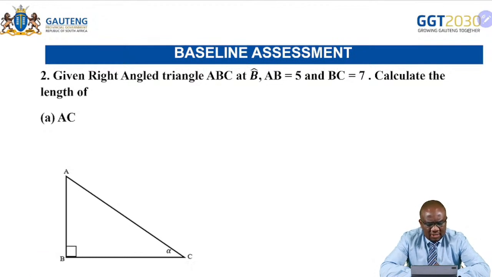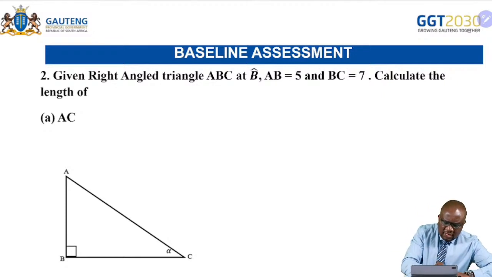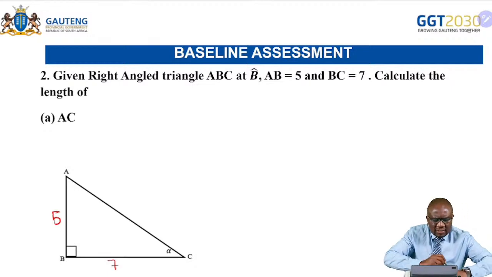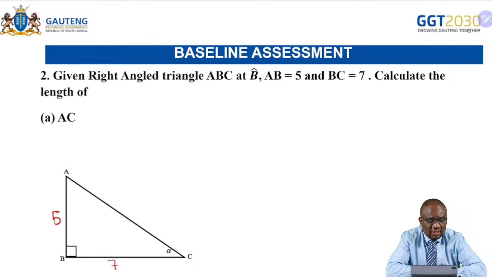Given the right angle triangle ABC, at angle B the right angle is there. AB is 5 units and BC is 7 units. Calculate the length of AC. Let's write our information: AB is 5 units and BC is 7 units. Let's calculate the length of AC. I'm going to give you 2 minutes to do that. Let's try.